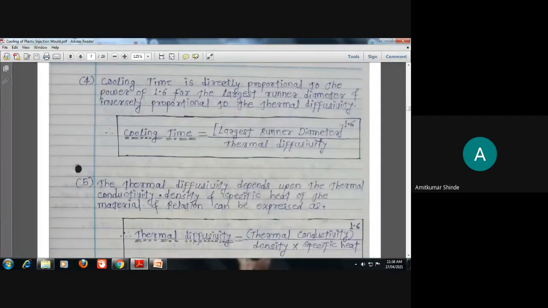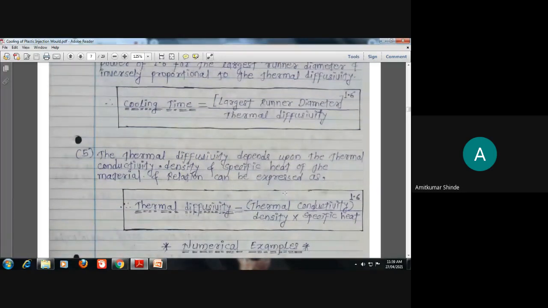Cooling time is directly proportional to the square of the heaviest wall thickness, as well as directly proportional to the largest runner diameter to the power of 1.6, and inversely proportional to the thermal diffusivity. And this thermal diffusivity is equal to thermal conductivity to the power of 1.6 divided by the density and specific heat. It means it is directly proportional to thermal conductivity and inversely proportional to density and specific heat. By using these different formulas you can calculate the cooling time.